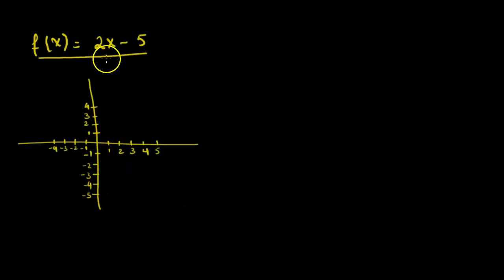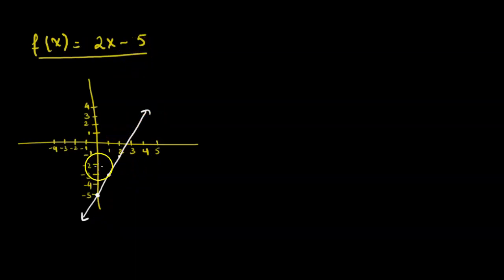When we have to turn this linear function into a graph, we start with the y-intercept, that is -5. Slope is 2 over 1, so we rise 2, we run 1. This is our second point. We use these 2 points to make a line. This is how the graph of the equation 2x minus 5 looks.